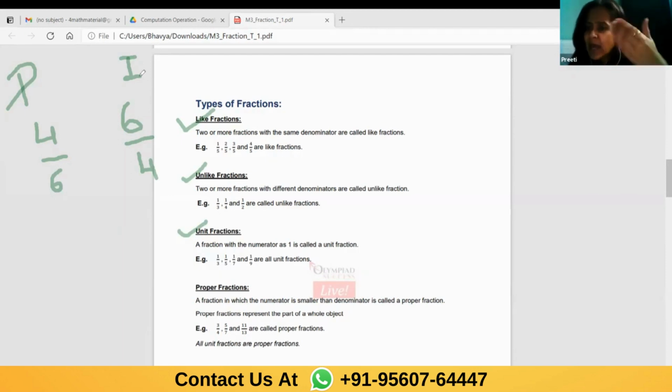I'll repeat again. I am repeating everything again before I go further, okay? Whenever the numerator is 1 and the denominator is more than 1, it can be any number bigger than 1, then we call those fractions unit fractions. Unit means 1 in the numerator. Whenever the fractions have the same denominator, they are called like fractions. Whenever the fractions have different denominators, they are called unlike fractions.